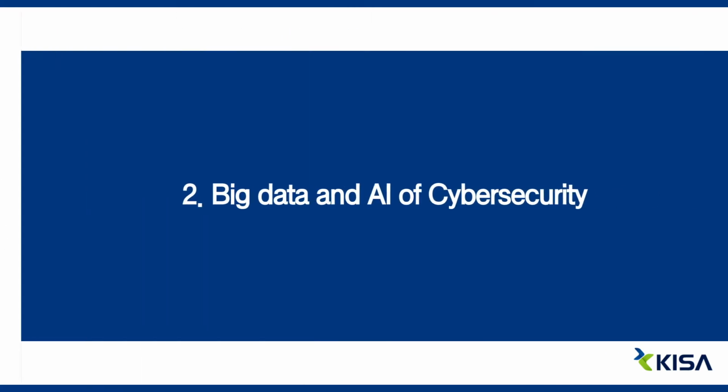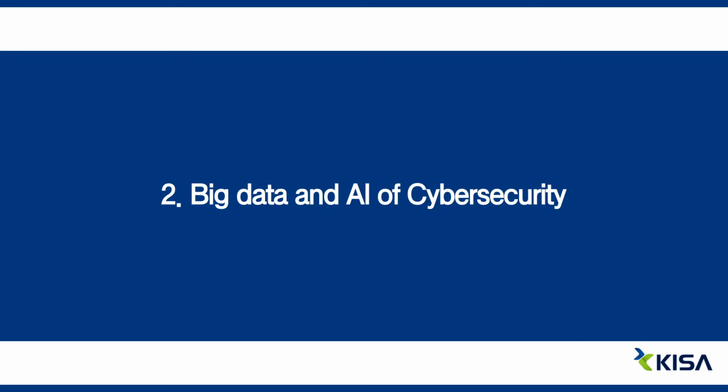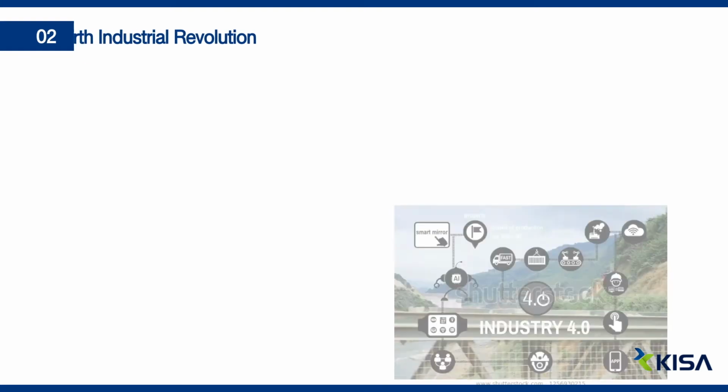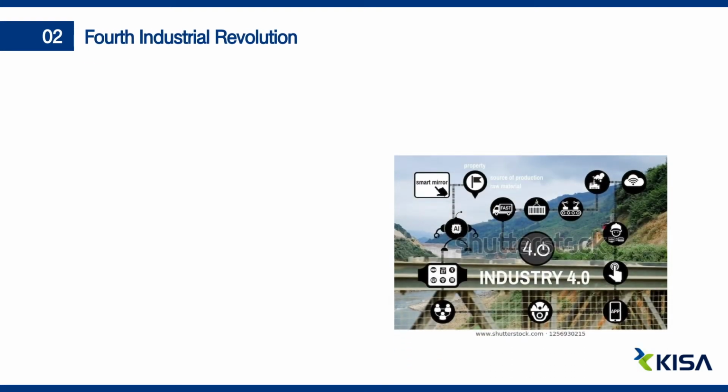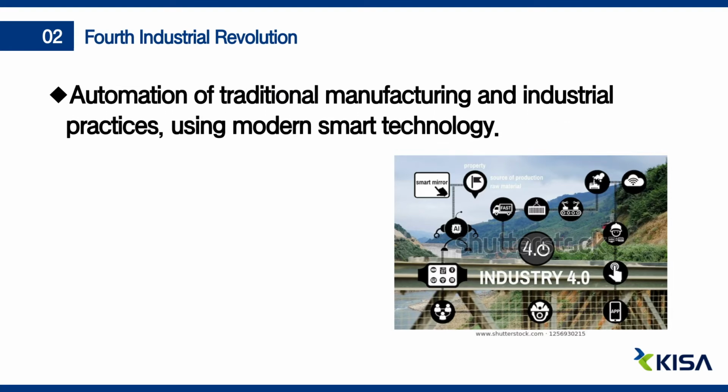The second chapter describes big data and AI, which are the most important technologies for big data analysis on cybersecurity. Before introducing big data and AI, I would like to introduce the 4th Industrial Revolution. The 4th Industrial Revolution is the ongoing automation of traditional manufacturing and industrial practices using modern smart technologies. Large-scale machine-to-machine communication and the Internet of Things are integrated for increased automation, improved communication, and self-monitoring, and production of smart machines that can analyze and diagnose issues without the need for human intervention.